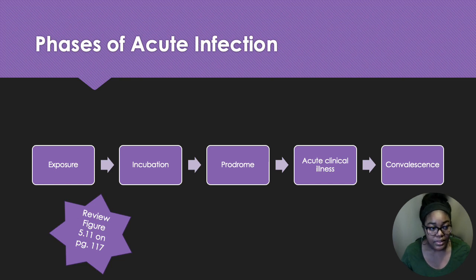So again, you move from exposure to incubation to prodrome, to acute illness to convalescence. Make sure you understand the difference between prodrome and acute illness. You have non-specific symptoms in the prodrome stage versus acute clinical illness. You have very specific signs and symptoms.